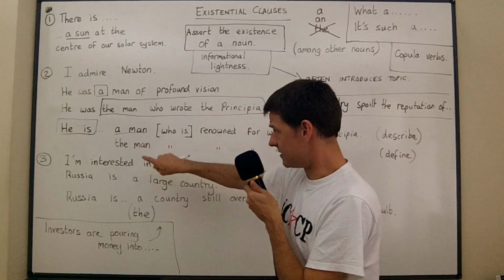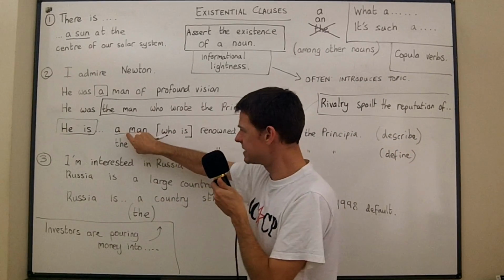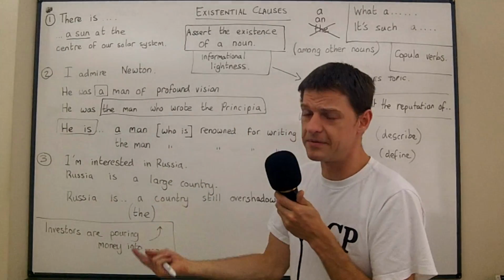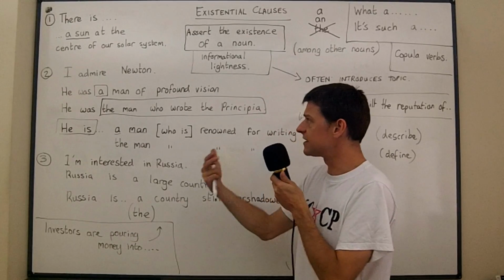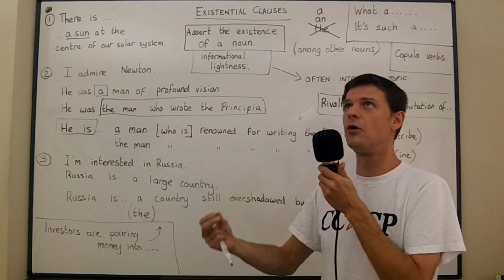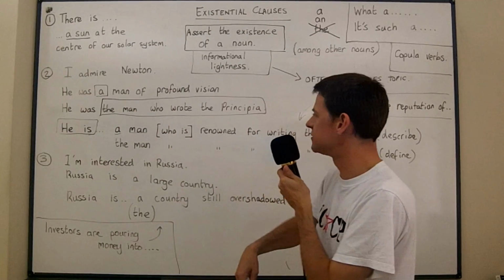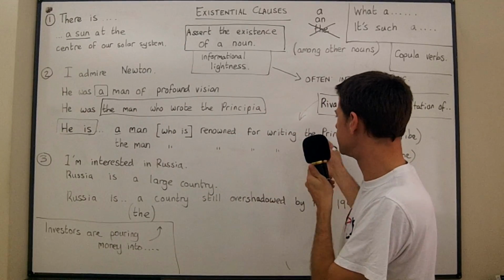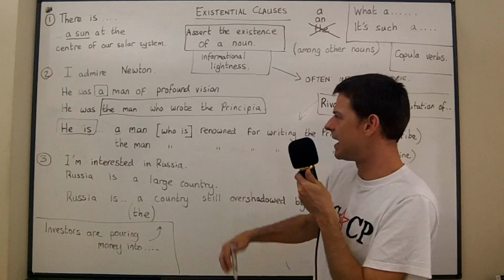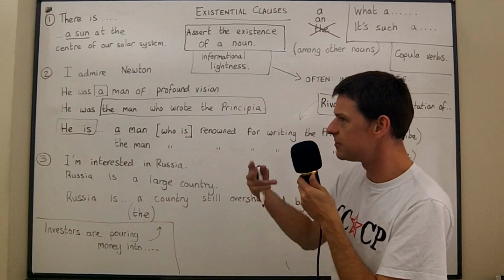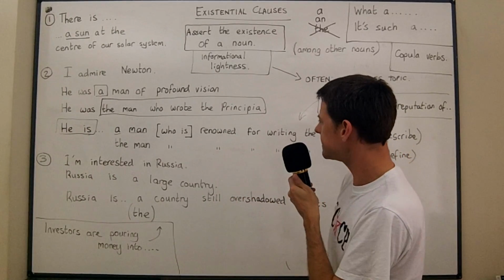It certainly is possible, and the kind of time you would hear this is, very often, when you're reading a book, say a biography about Newton, and it's at the beginning and it's explaining some of his achievements. And it perhaps says he was a man of profound vision. He is a man who is renowned for writing the Principia. And it would give a list to fill up that description.